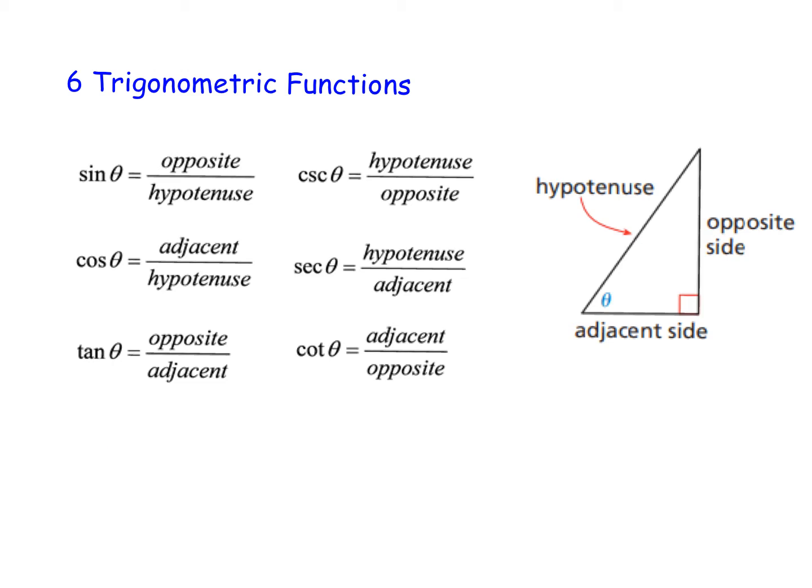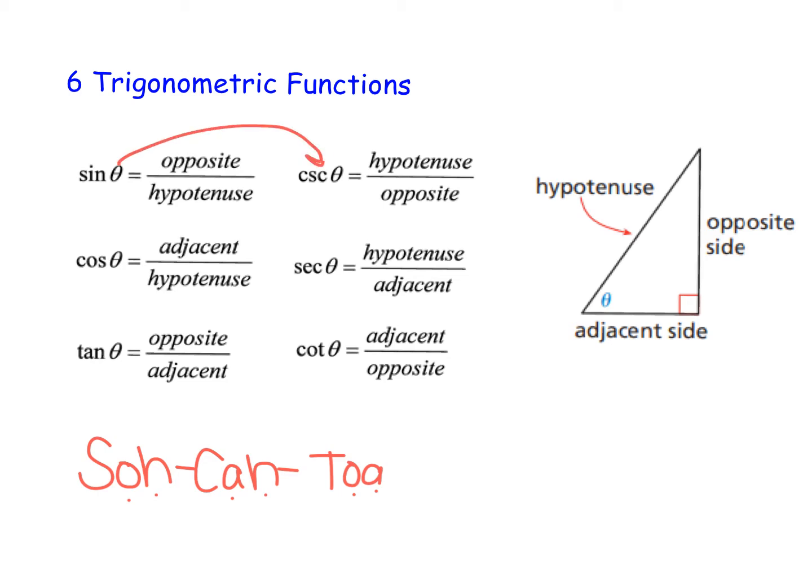So sine, cosine, and tangent use the acronym SOHCAHTOA. And with those, that's how you find sine is opposite over hypotenuse, cosine is adjacent over hypotenuse, and TOA is opposite over adjacent. And then basically cosecant is the reciprocal of sine, secant is the reciprocal of cosine, and cotangent is the reciprocal of tangent. So you just flip them over to find those corresponding ratios.